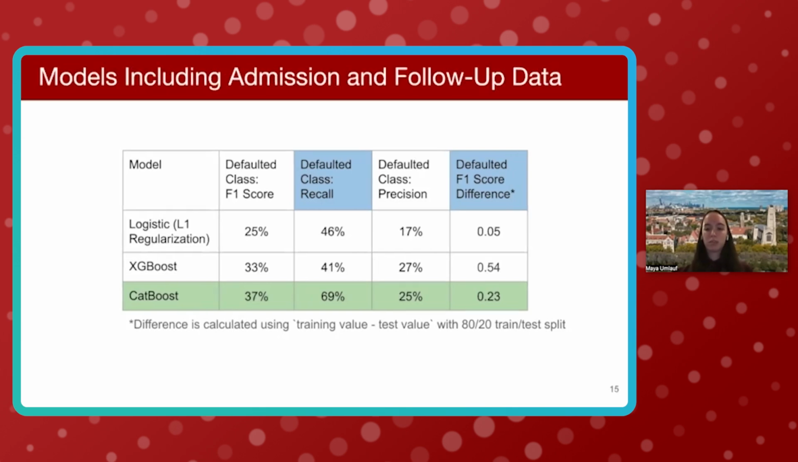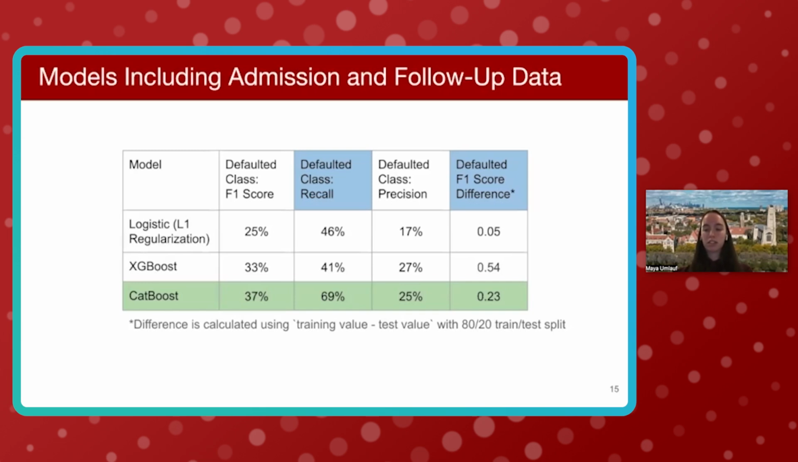These models include both the admission data from the earlier models and data from the first follow-up after admission. As you can see, the recall value for CatBoost was increased from the admission-only model and is still slightly higher than the logistic and XGBoost model recall scores. The F1 score difference for CatBoost shows that while it generalizes better to the test data than XGBoost, the model would benefit from it being minimized further.